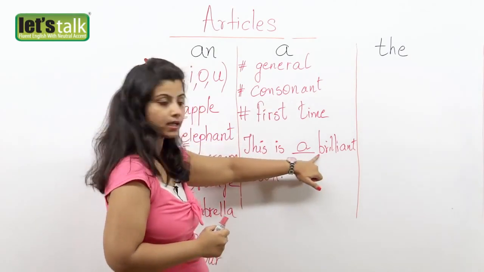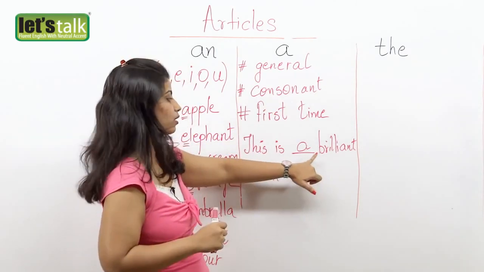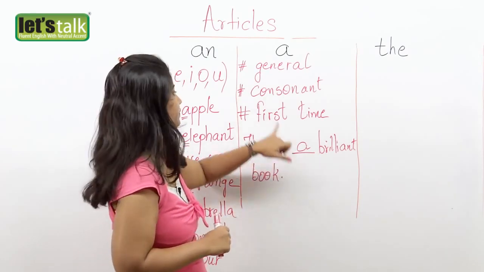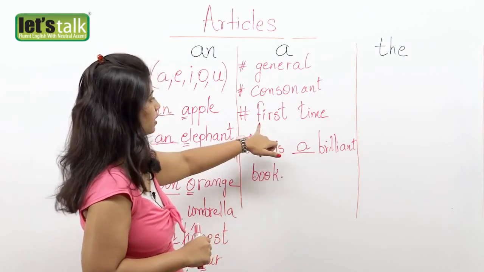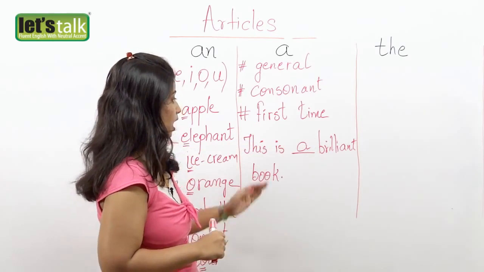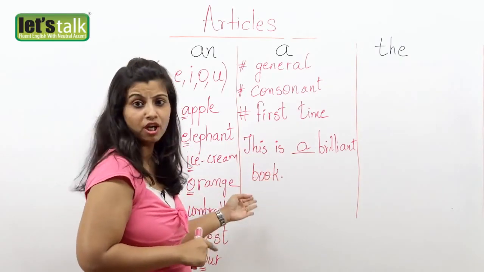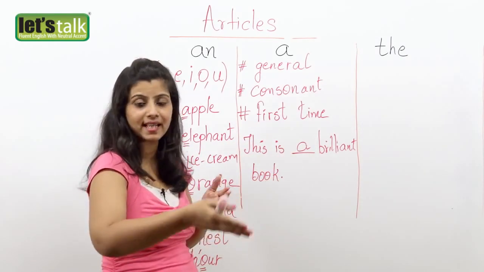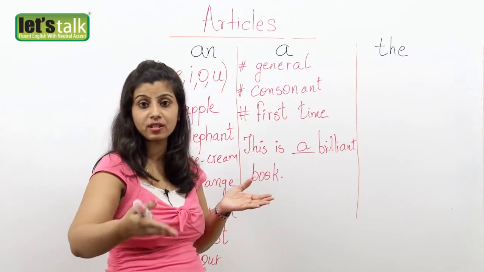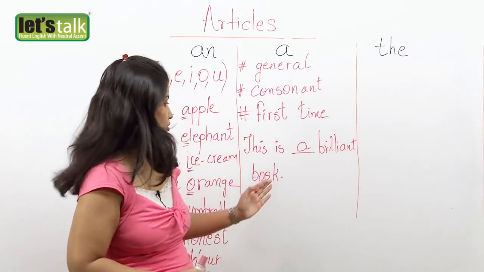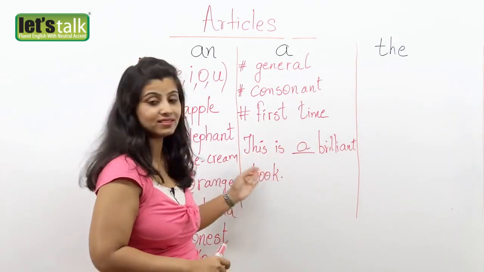Consonant. Isn't B a consonant? So obviously you are going to use the word a, or the article a. First time. I'm talking to you about this book for the first time. In my entire sentence, I haven't mentioned this book to you before. So that is why this is a brilliant book.